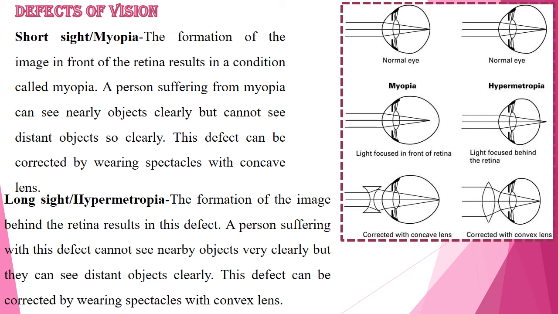Long sight or hypermetropia. It's a defect in which the image is formed behind the retina, and the person suffering from this defect cannot see the nearby objects very clearly but can see the distant objects clearly. And this can be rectified by wearing spectacles with convex lens.